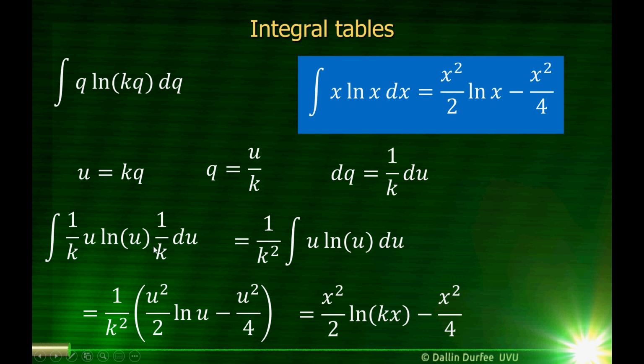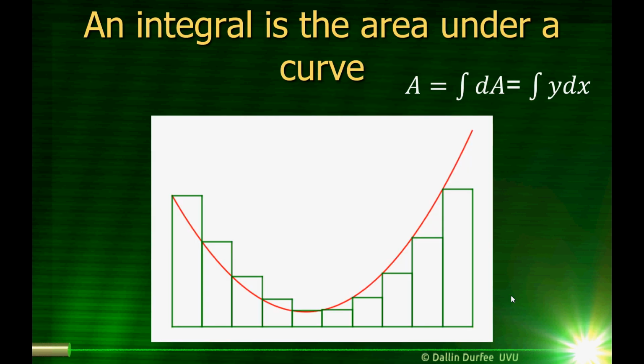And when I do that, since u is k times q, I'm going to get a k squared and a q squared in each of these terms. So that cancels out the k squared out front, and then I'll just get q squared over 2 natural log of kq minus q squared over 4. Sorry, I copied and pasted and forgot to change these x's into q's. They should be q's here. Plus a constant, of course, because this is an indefinite integral.